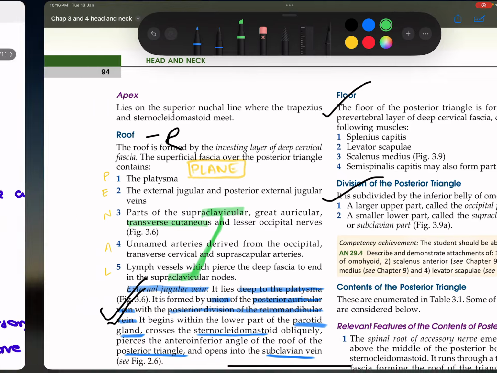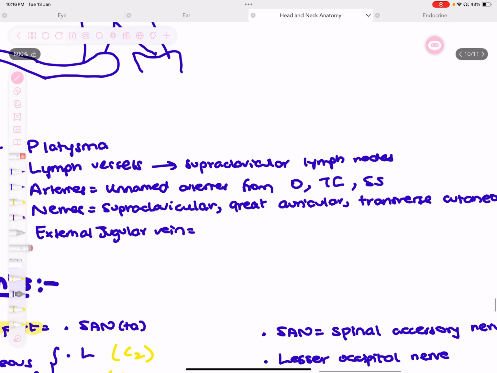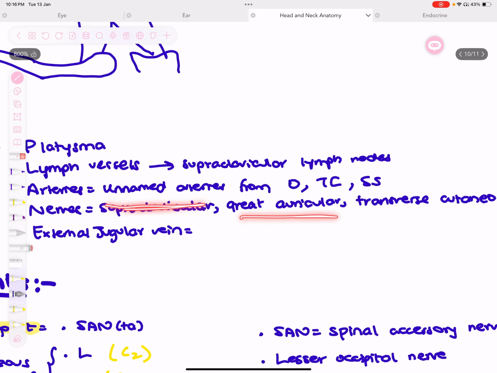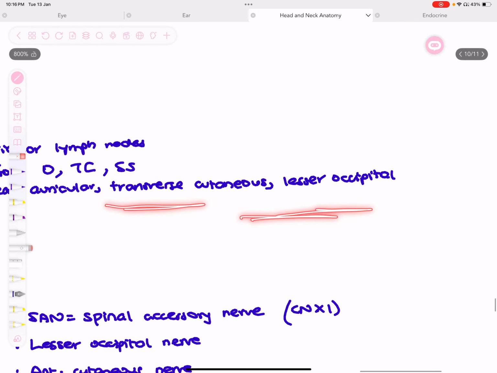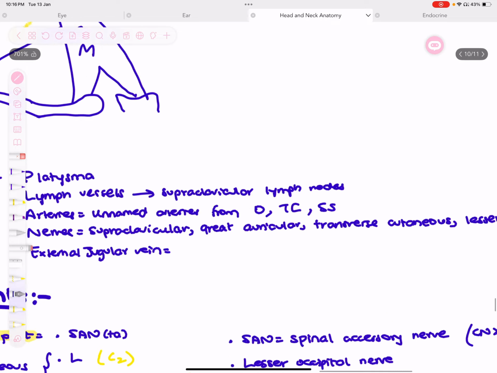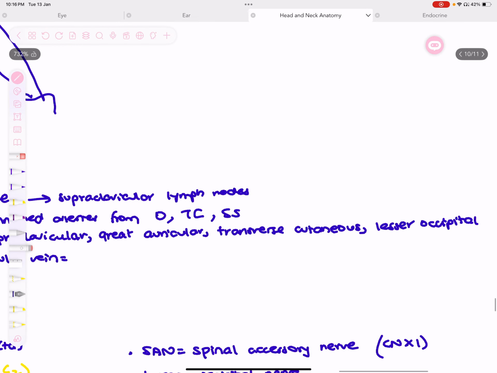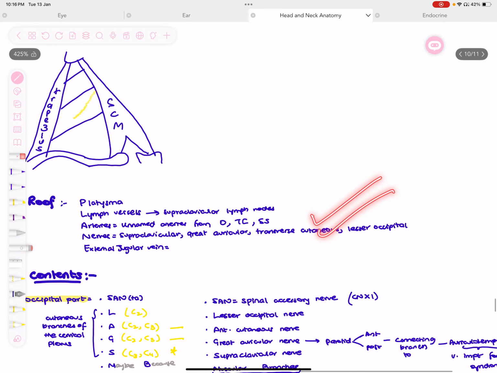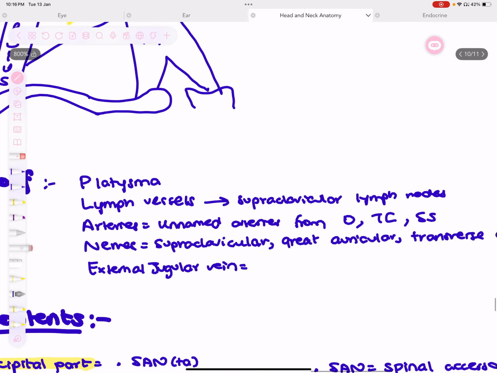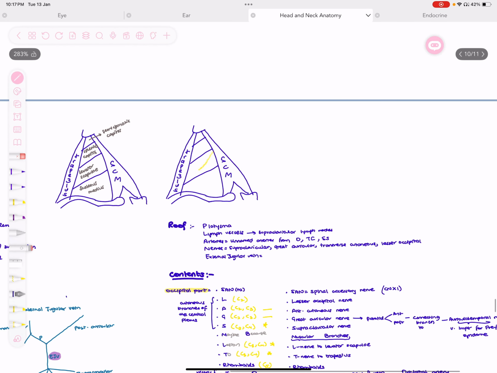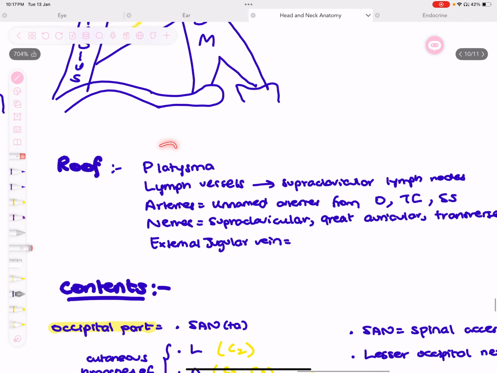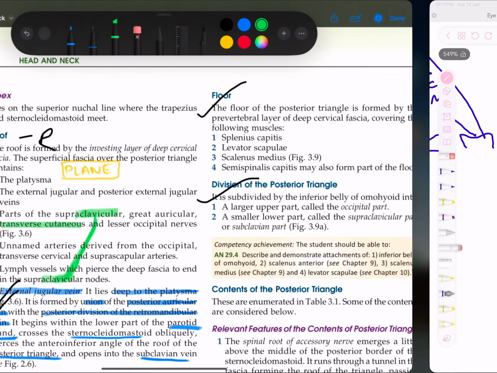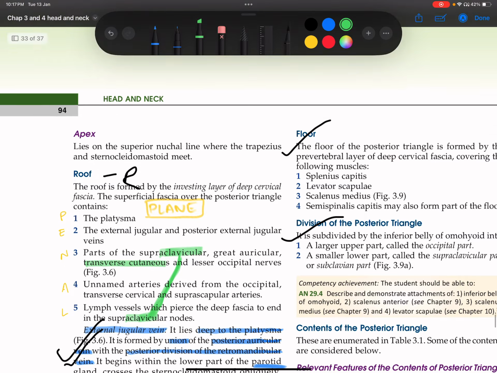So parts of nerves, you have the supraclavicular nerve, great auricular nerve, and transverse cutaneous nerve, as well as the lesser occipital nerve. And then you have a very important external jugular vein. I'll explain that to you as well. But for now, you need to know the roof. So let's go back and recap the boundaries and then we'll move to the contents.